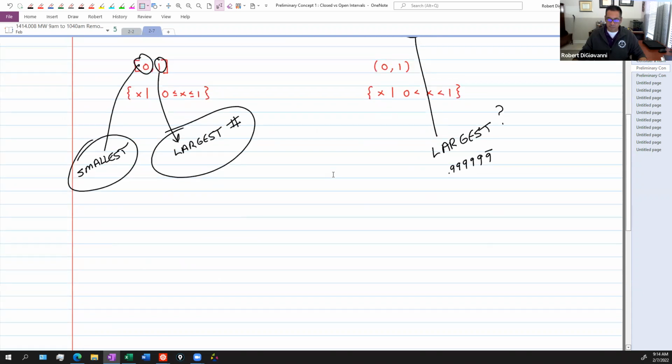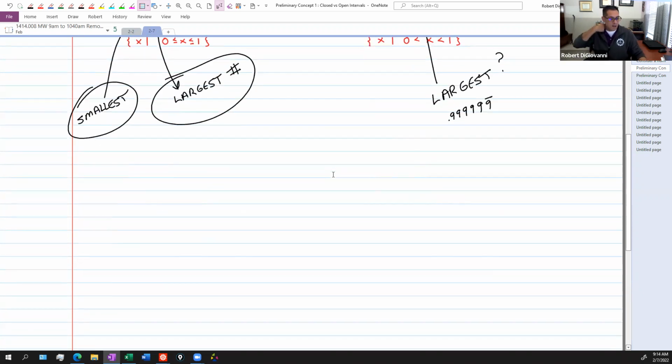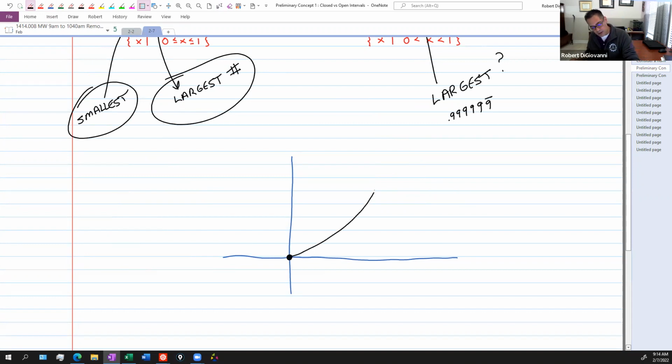So I'll give you another example here. What if we had a function that started here and went up like this and ended, but I put an open circle right here. Let's say that this is 2 here, and just for the sake of not having the same number, let's say that's 3 there.